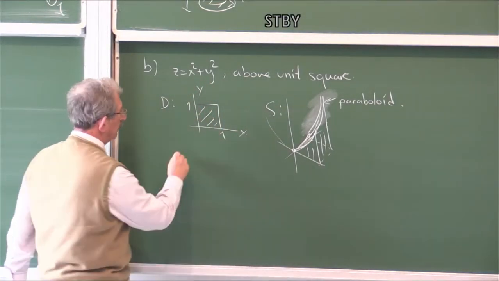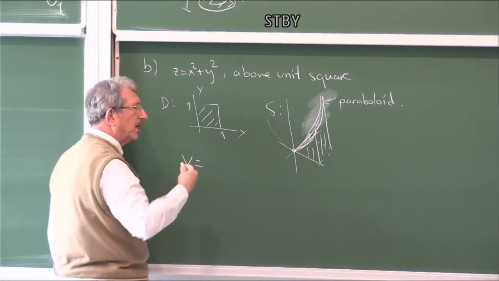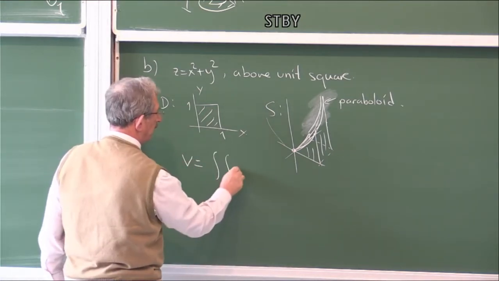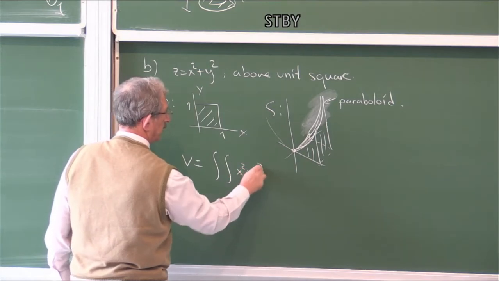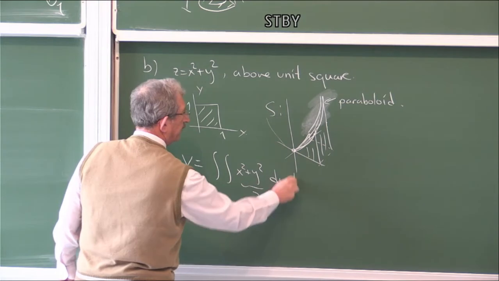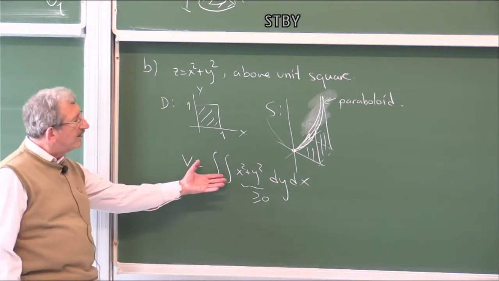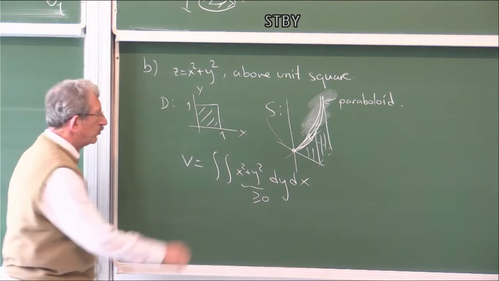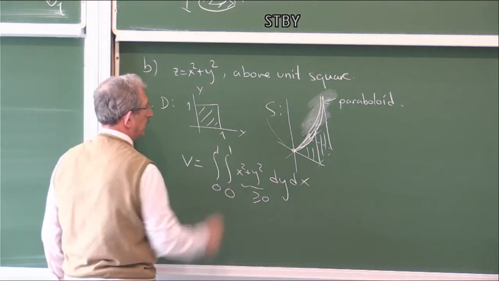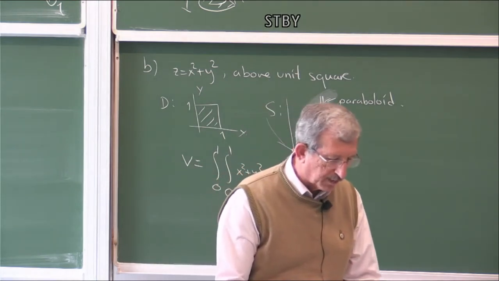Well, so the volume is, because the paraboloid is non-negative all the time, we can even write our iterated integral directly over the square. It would be 0 to 1. So again, this would be a pretty straightforward example.